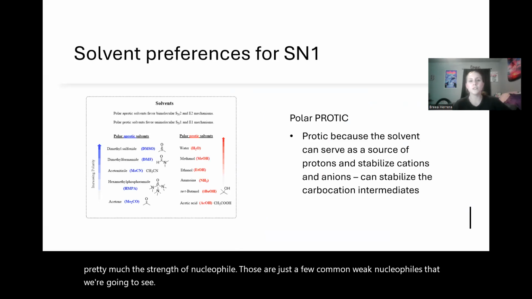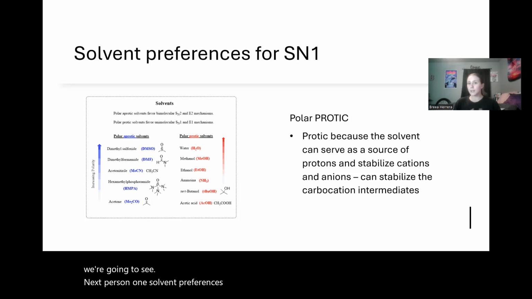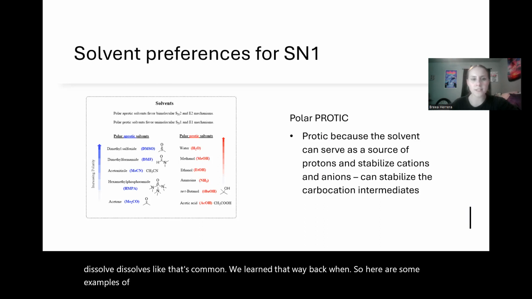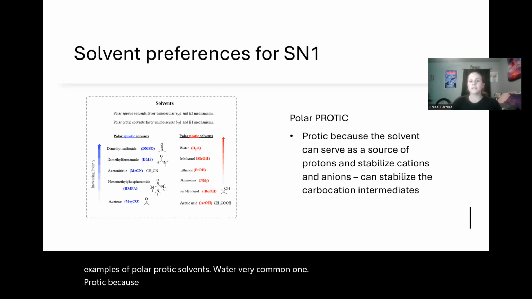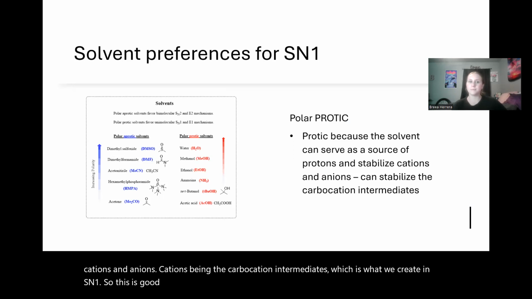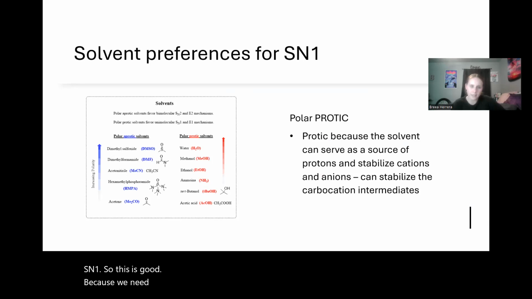Next, for SN1, solvent preferences. We have polar aprotic and polar protic. Both are polar, like dissolves like. That's common, we learned that way back when. So here are some examples of polar protic solvents. Water is a very common one. Protic, because the solvent can serve as a source of protons, and stabilize cations and anions, cations being the carbocation intermediates, which is what we create in SN1. So this is good because we need that to stabilize the intermediate. That's why we need polar protic solvents.